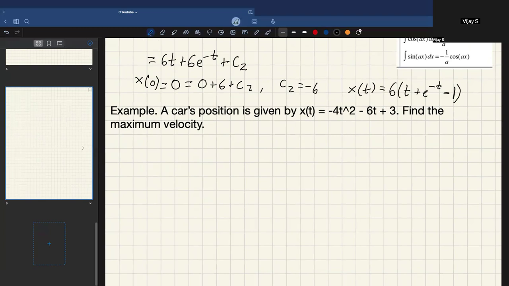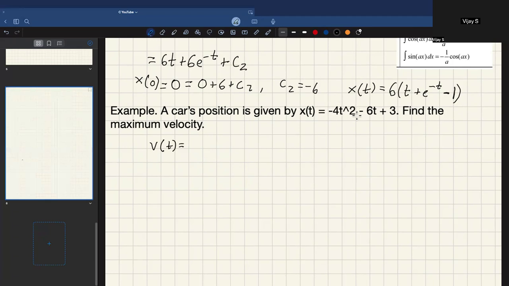Maximum position occurs when velocity is 0. And we know that velocity is the derivative of position. So we might be able to infer, and in fact it is true, that maximum velocity is going to occur when the acceleration is equal to 0. So we have to find a as a function of t and set a to 0 and figure out when that happens. So, taking the derivatives.